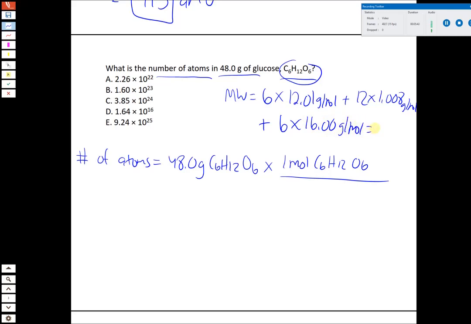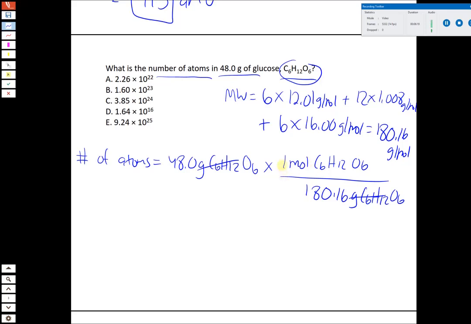So the molar mass for glucose, let me get this number real quick. And we get 180.16 grams per mole. So that's the molar mass of glucose. Again, we have to use that to convert grams into moles. We're going to use 180.16 grams of C6H12O6 per 1 mole. We're going to divide by that so that grams cancel out, and we get into moles.